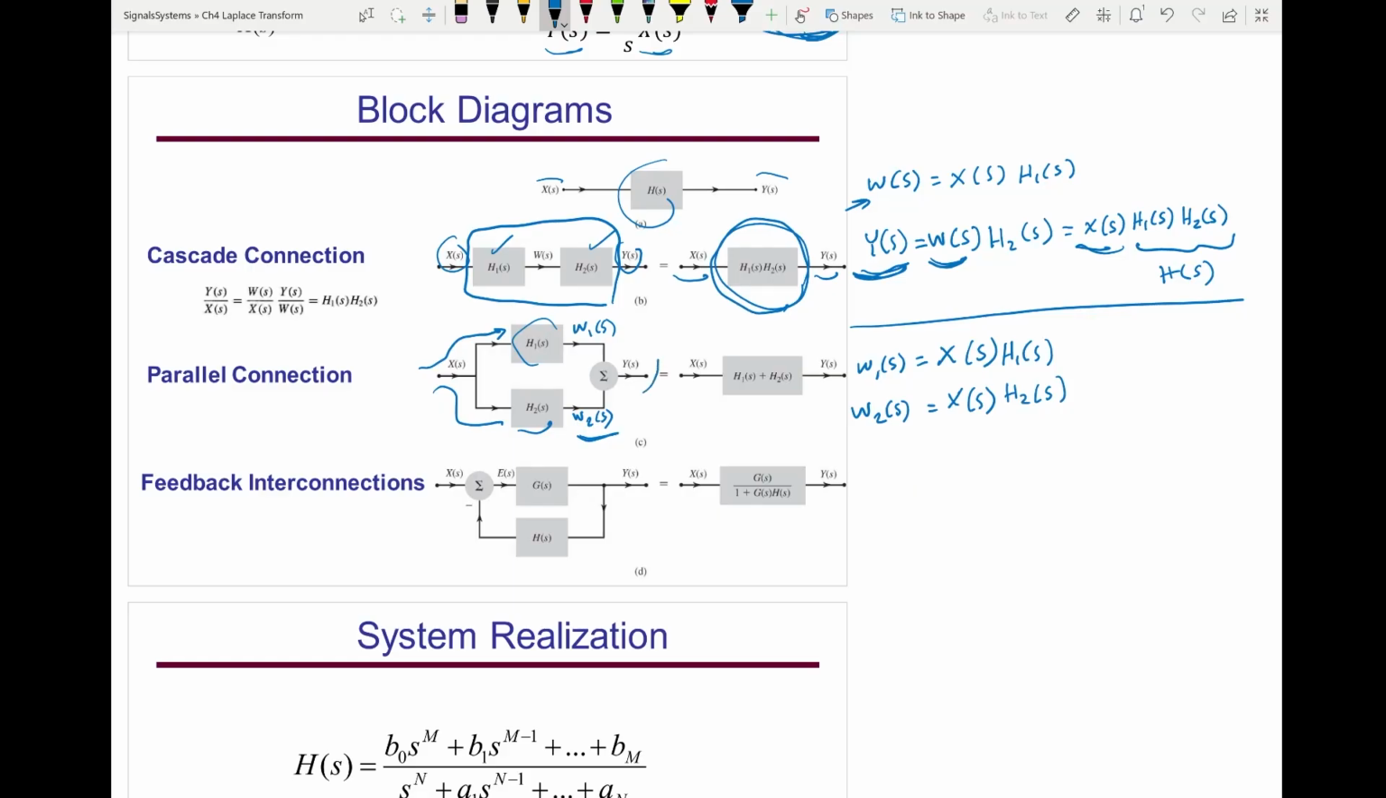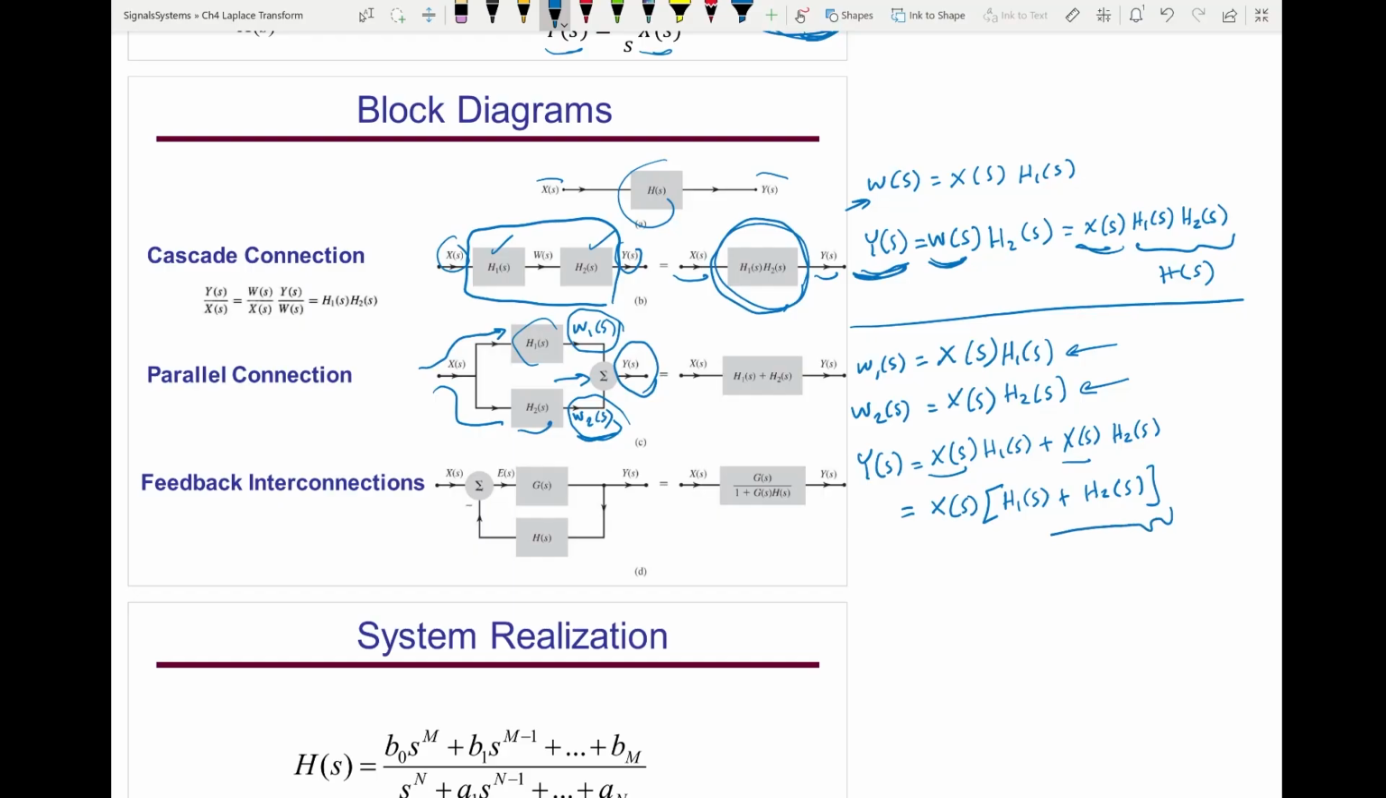Now if I want to find the final output y of s, it is just this signal plus this signal. This is a summing amplifier. So that will be this one plus this one. Now if I take x of s as a common factor, then this is the total system for two subsystems connected in parallel. Just h1 of s plus h2 of s.